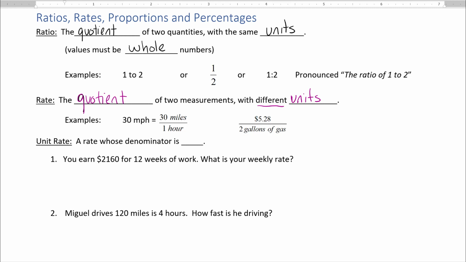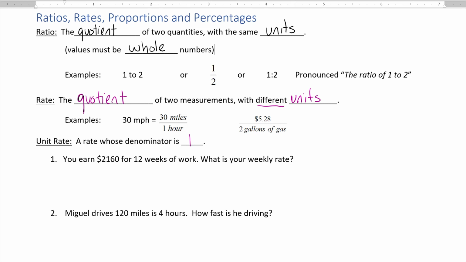Now, normally we don't do per 2 gallons. Often we talk about per 1 gallon. And if we're doing things per 1, for example, 30 miles per 1 hour, or how many dollars per 1 gallon, that's called a unit rate. A unit rate is a rate whose denominator is 1.